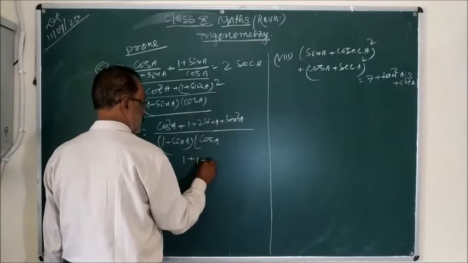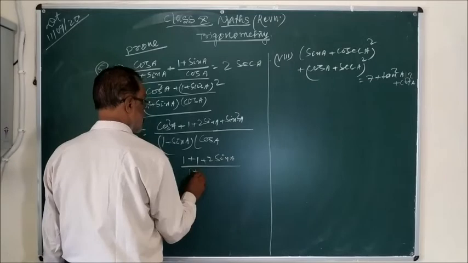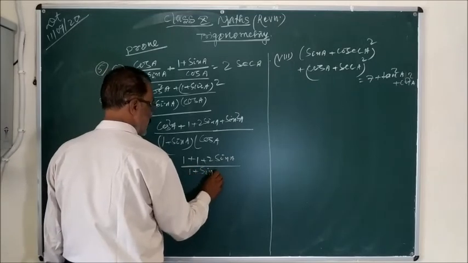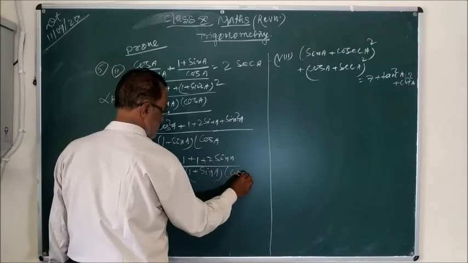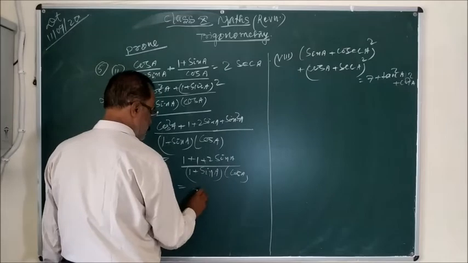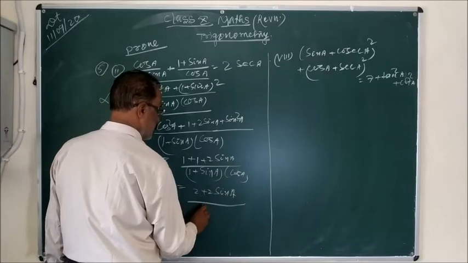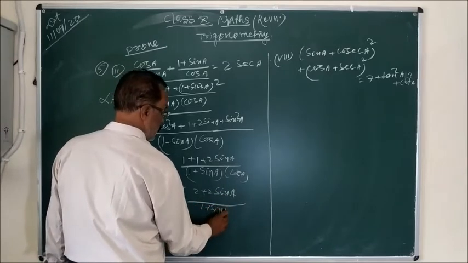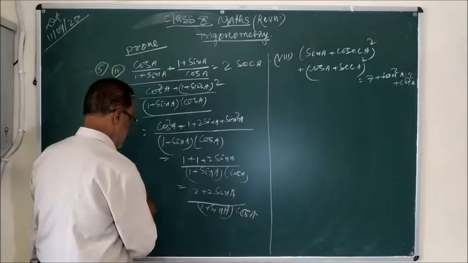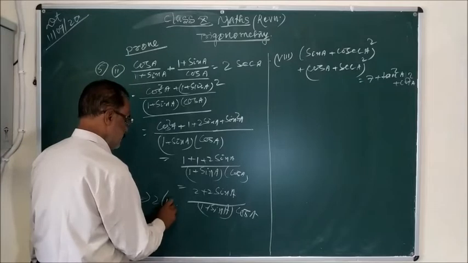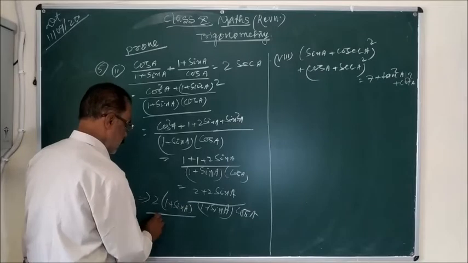1 plus 1 plus 2 sin A, and in the denominator we have just written ditto whatever we got in the previous step, 1 plus sin A into cos A. 1 plus 1 is 2, so 2 plus 2 sin A, and the same denominator, 1 plus sin A into cos A. Now you see the numerator, you take 2 common. So in the bracket you will get 1 plus sin A. Now we are very close to the answer.